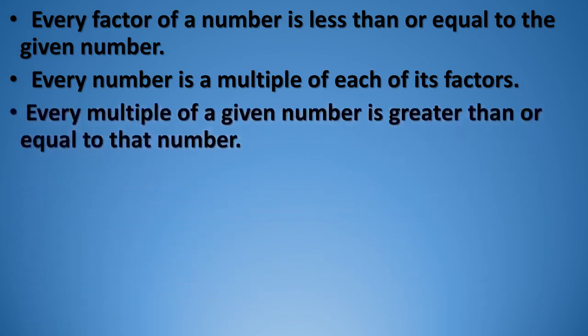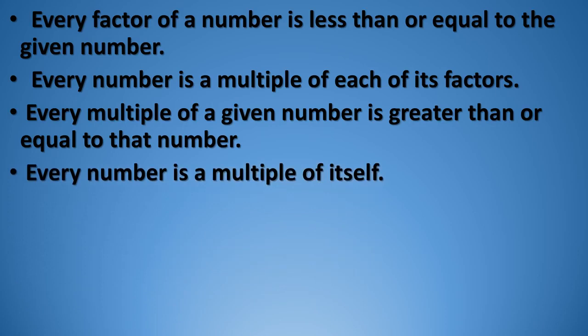Every multiple of a given number is greater than or equal to that number. Multiples of 3 are 3, 6, 9, 12. So the smallest multiple is 3 itself, and greater ones we can find many. So multiples are indefinite in number. Next is, every number is a multiple of itself.